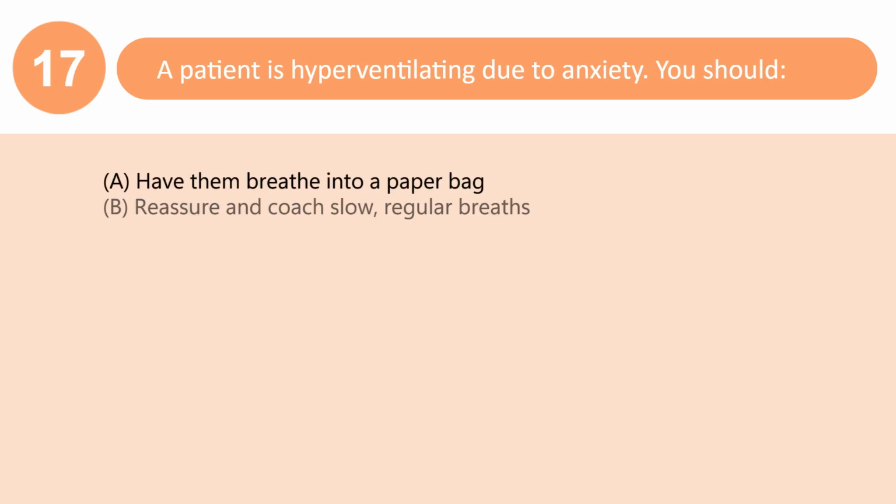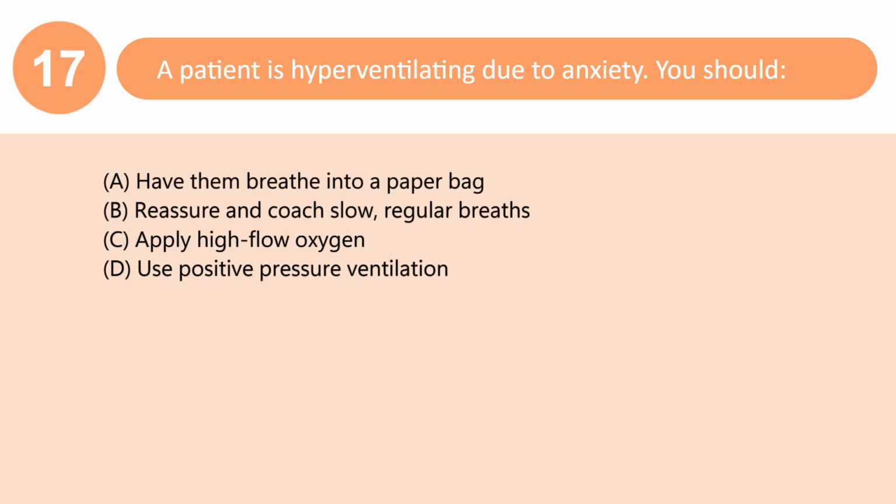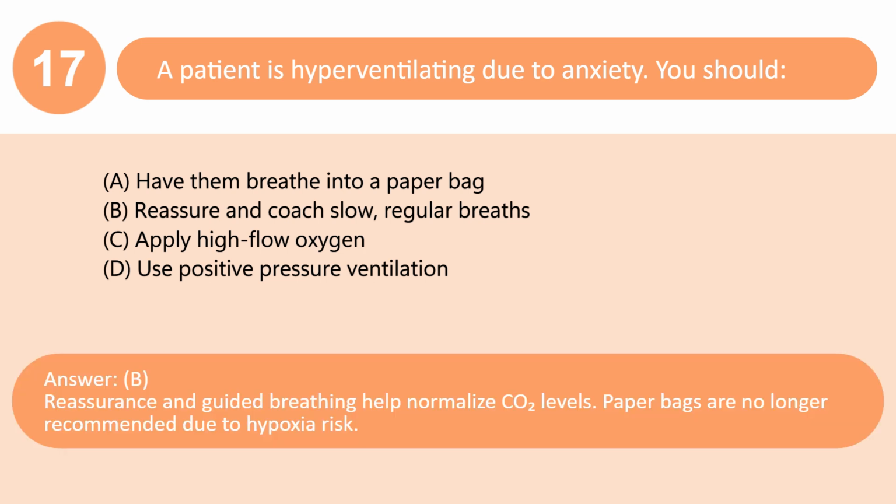A patient is hyperventilating due to anxiety. You should: A. Have them breathe into a paper bag. B. Reassure and coach slow, regular breaths. C. Apply high-flow oxygen. D. Use positive pressure ventilation. Answer B. Reassurance and guided breathing help normalize CO2 levels. Paper bags are no longer recommended due to hypoxia risk.